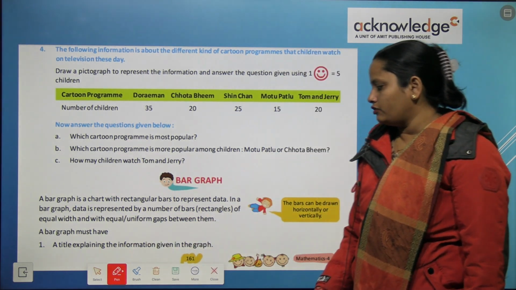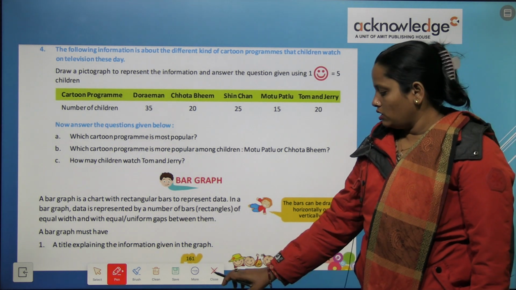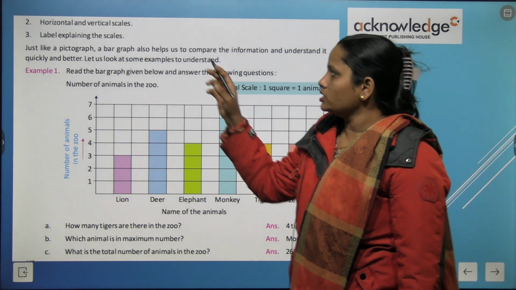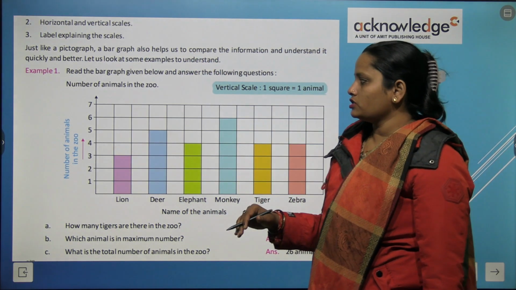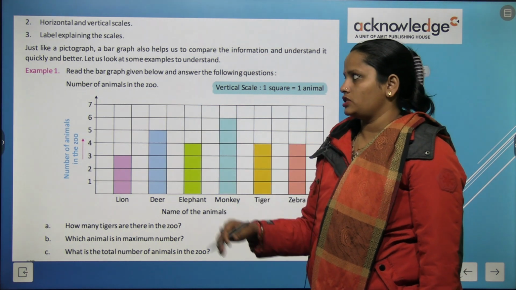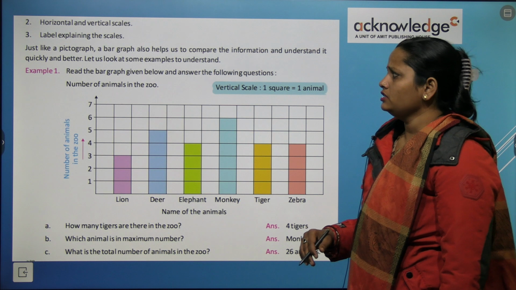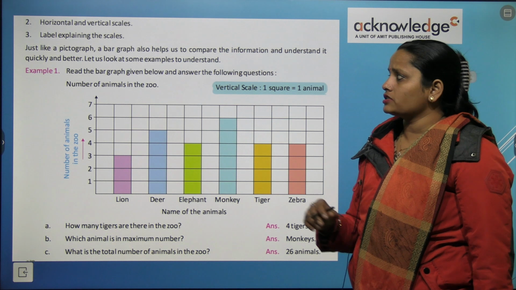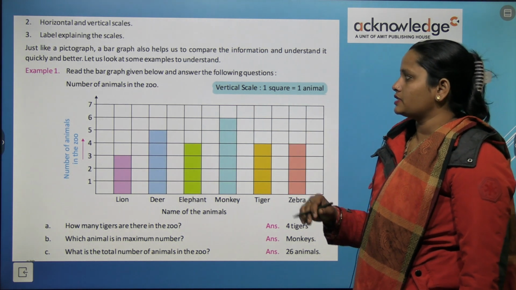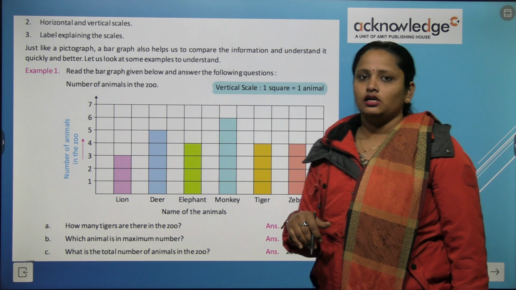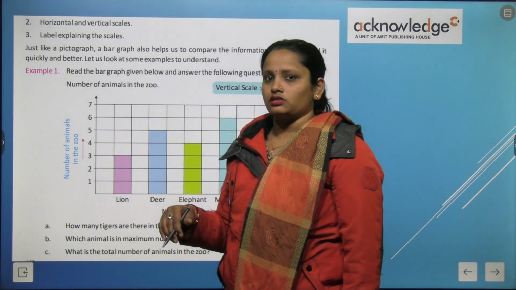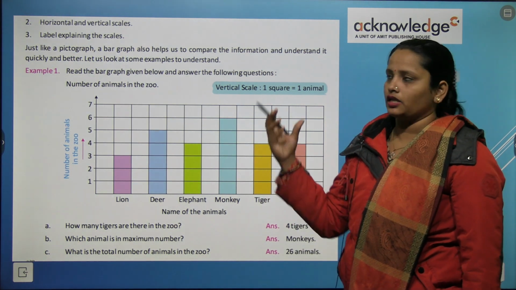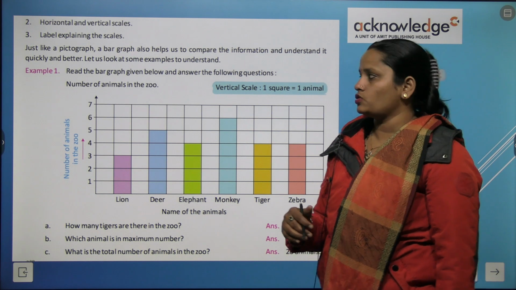A title explaining the information given in the bar graph. So एक title होनी चाहिए जो information को explain कर रही हो. Horizontal and vertical scales होनी चाहिए. A label explaining the scales. एक लेबल होना चाहिए जो स्केल्स को एक्सप्लेन कर रहा है. Just like a pictograph, a bar graph also helps us to compare the information and understand the result very quickly and better. So पिक्टोग्राफ की तरह ये भी हमें हेल्प करता है किसी भी रिजल्ट को क्विकली अंडरस्टैंड करने में. Now let us look at some examples to understand.